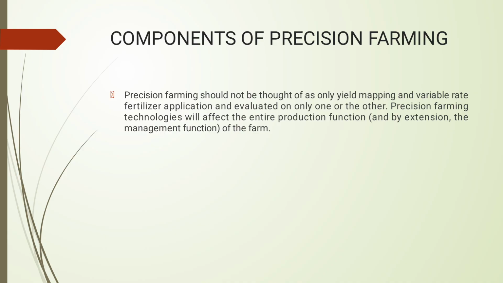Unit 1, Components of Precision Farming. Precision farming should not be thought of only as yield mapping and variable rate application. It is not to be evaluated as only one or the other. Precision farming technology will affect the entire production function of the farm, and by extension, the management function.